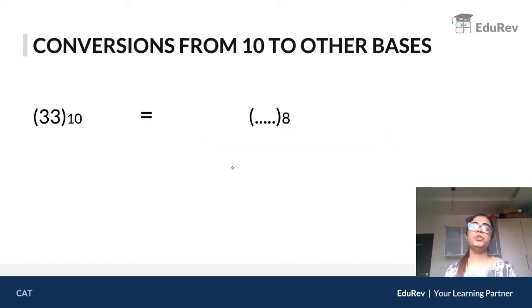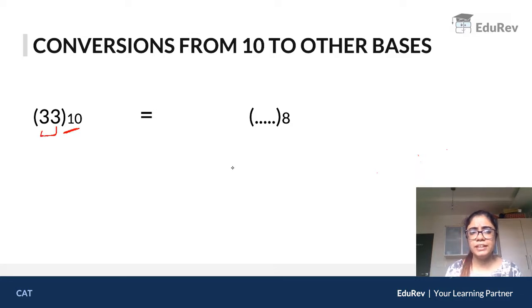Now, you should be able to convert any decimal number to any other base as well. We have seen how to convert any number to the base 10. But what if we want to convert any decimal number to any other base? How do we do that? Now, please understand this example carefully because the process is slightly different. This number is 33 to the base 10.